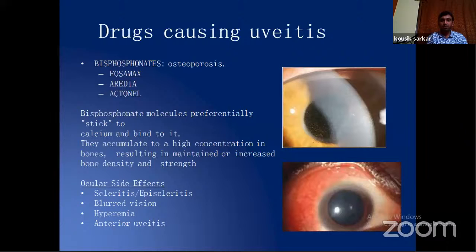Bisphosphonate molecules preferentially stick to calcium and bind to it. They accumulate in high concentration in bones, resulting in maintained or increased bone density and strength. Other ocular side effects include scleritis or episcleritis, blurred vision, and conjunctival hyperemia.